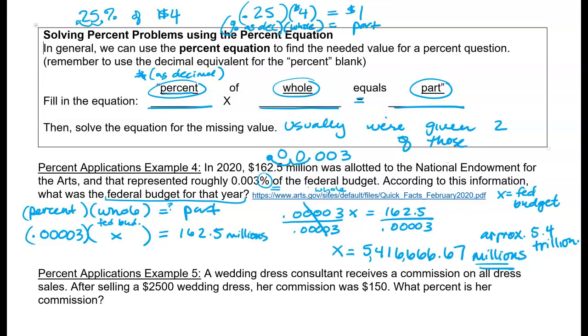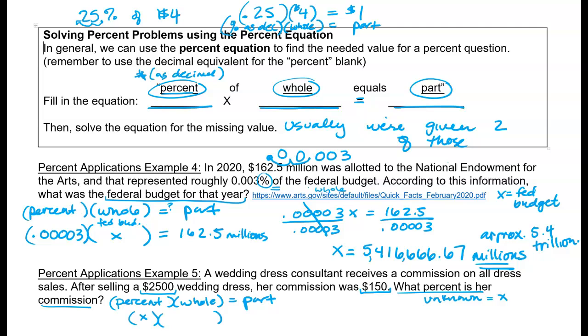Okay, so let's look at the next example. We have a wedding dress consultant who receives a commission on all dress sales. After selling a $2,500 wedding dress, her commission was $150. What percent is her commission? The part with the question mark, that's usually the part that's unknown. So this is the unknown, and this is going to be our x. I'm going to write out our equation: we take the percent times the whole, and that gives us the part. Now we don't know what the percent is, so that's going to be x in this question.